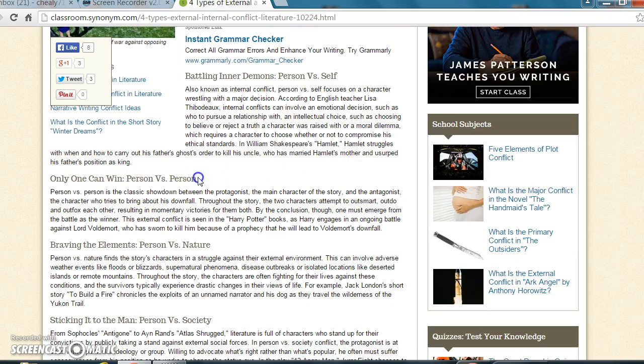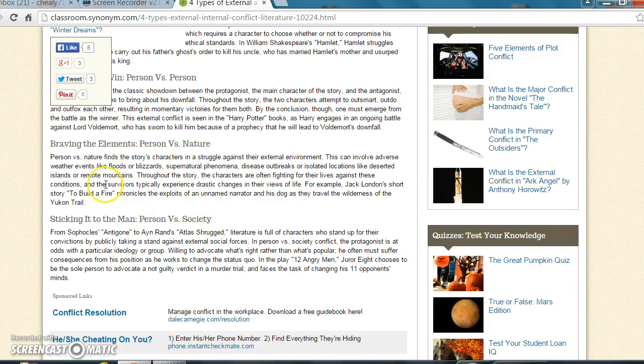The next one is person versus person. This is man versus man. And if you look here, it says only one can win. So this is the traditional setup where you have a character who is opposing another character. Very typical in most of the books that we read. You'll have two sets of characters in conflict.